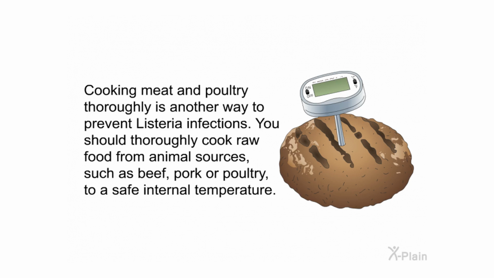Cooking meat and poultry thoroughly is another way to prevent Listeria infections. You should thoroughly cook raw food from animal sources such as beef, pork, or poultry to a safe internal temperature.